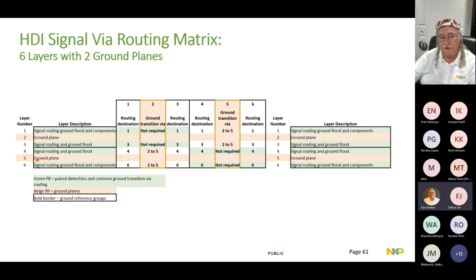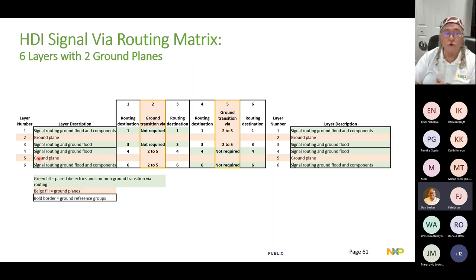Layers 2 and 5 are ground. This, by the way, is my favorite board stack because layers 1, 2, and 3 have paired dielectrics. That's a triplet. It's all about threes, right? 4, 5, and 6 is another dielectric pair, because the dielectric between 4 and 5 is automatically connected between 5 and 6 when you route from 4 to 6. So you don't need ground transition vias in those cases.